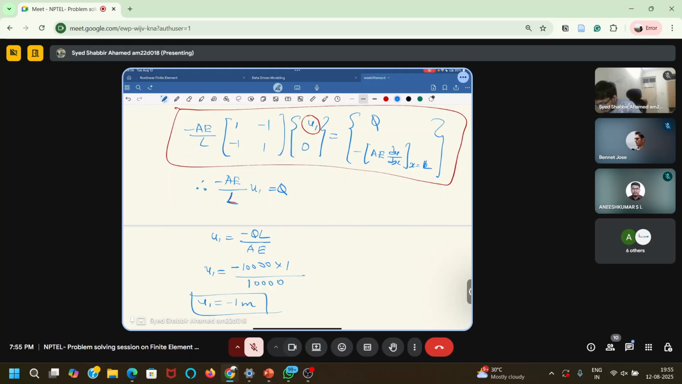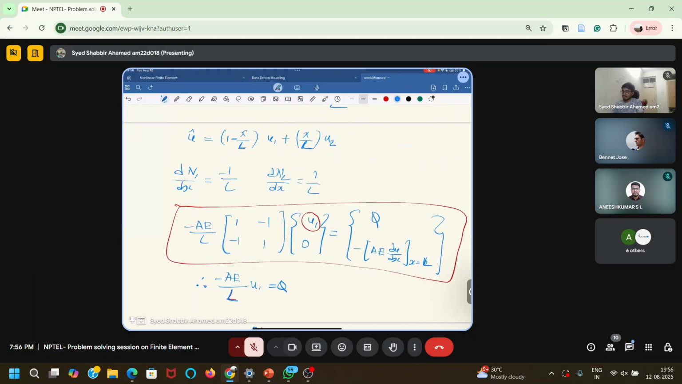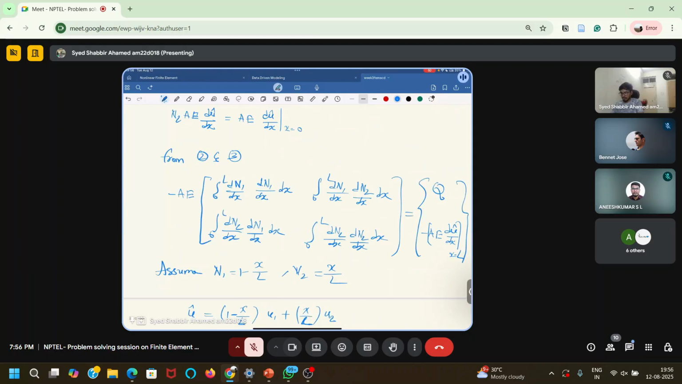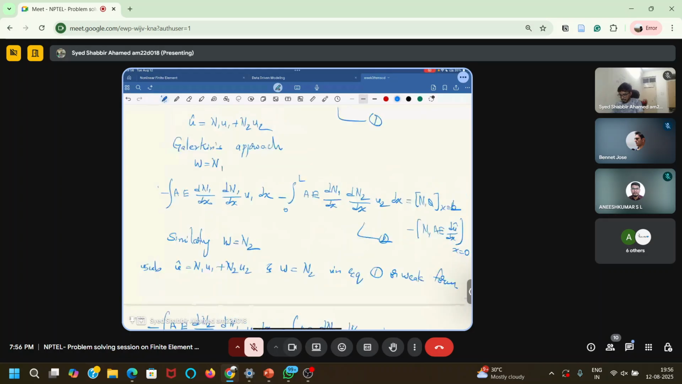That is very useful if we are solving something with the help of computers. You assume the solution and tell the computer to find out the coefficients u1, u2, u3, and all these coefficients will be found. So this is the solution to this problem. I hope you have understood.